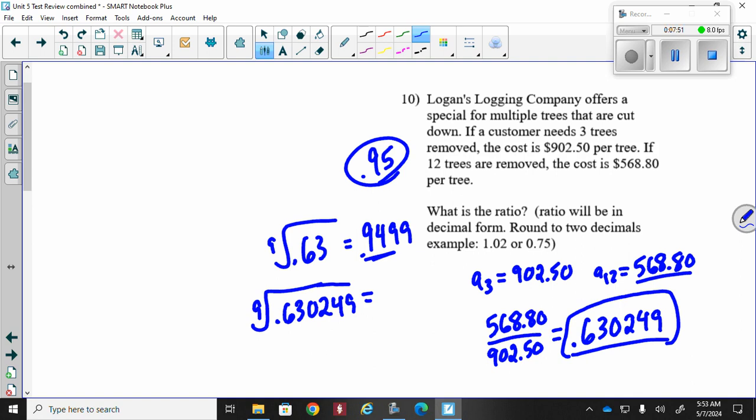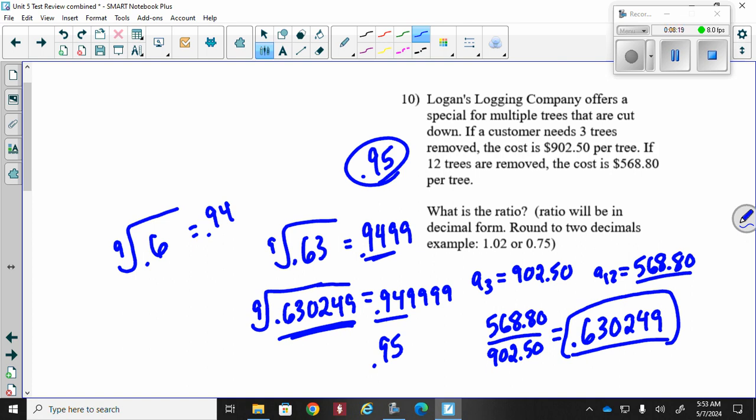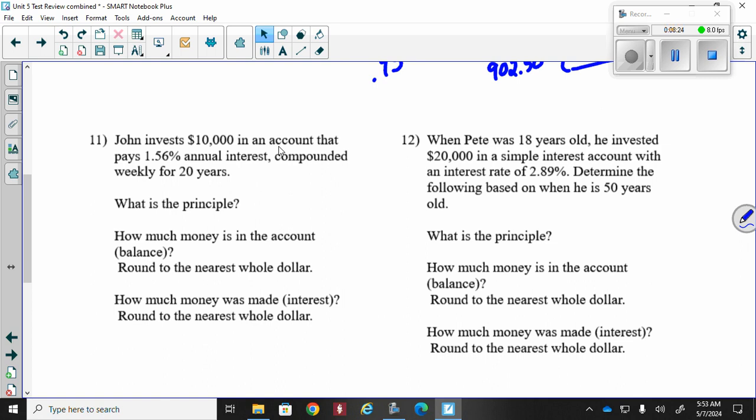So 0.630249. Well, in this case, 0.949999, which again would round to 0.95. But the biggest challenge is I don't want you to do like the 9th root of 0.6. If you do that, that might be a little too crazy with the rounding. And then all of a sudden, it ends up being like 0.94. So the more numbers you write under the radical, the more accurate your answer is going to be. All right.